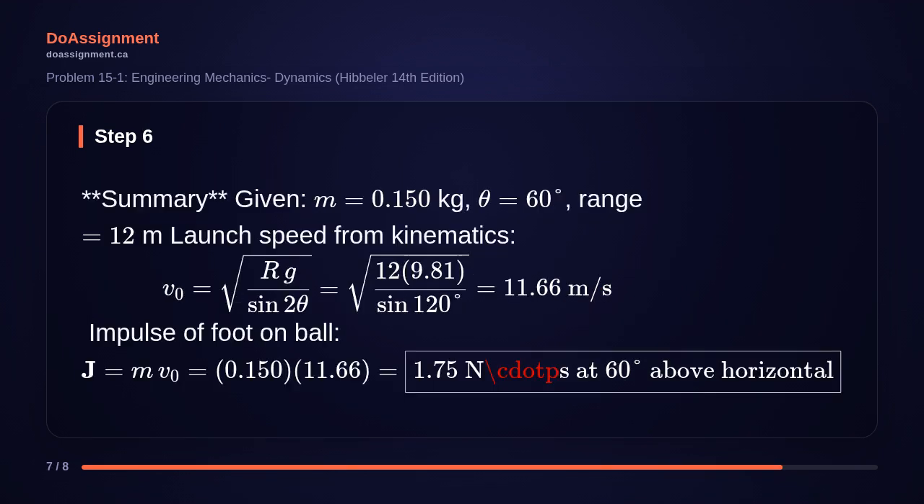To summarize, using the projectile range formula, we found the launch speed to be 11.66 meters per second. Applying the impulse momentum principle with the initial momentum equal to 0, the impulse of the foot on the ball is 1.75 newton-seconds, directed at 60 degrees above the horizontal.